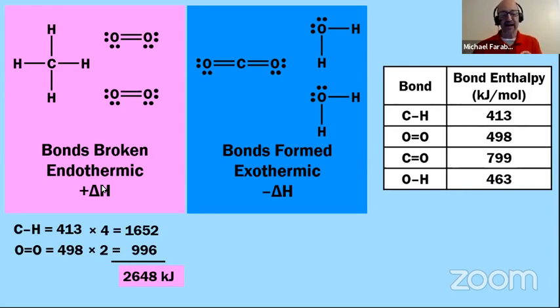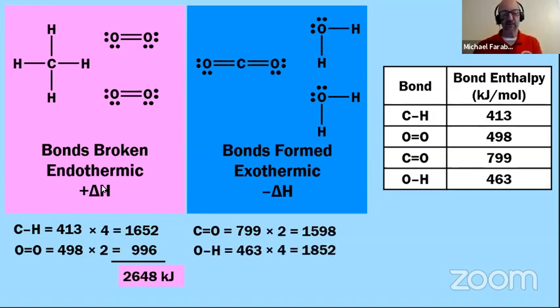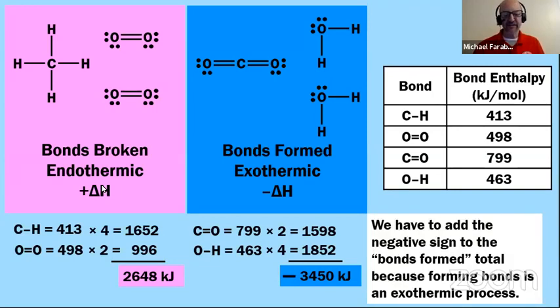All right, on the product side, I have 2 carbon-oxygen double bonds. So 799 times 2 is 1598. I have a total of 4 oxygen-hydrogen bonds. So 463 times 4 is 1852. That's a grand total of 3,450 kilojoules. Now remember that since the energy is released when bonds are formed, I am going to put a negative sign on that value. So we have to add the negative sign to the bonds formed total because forming bonds is an exothermic process.